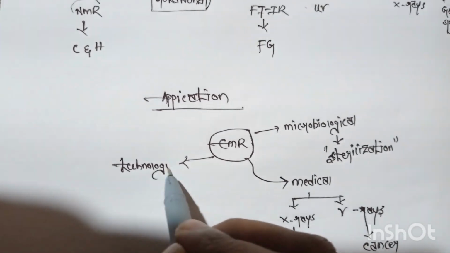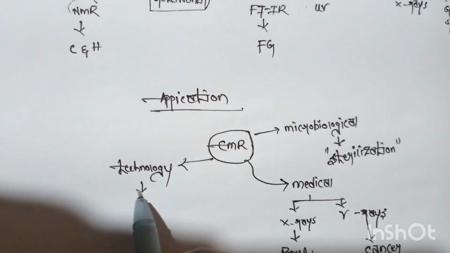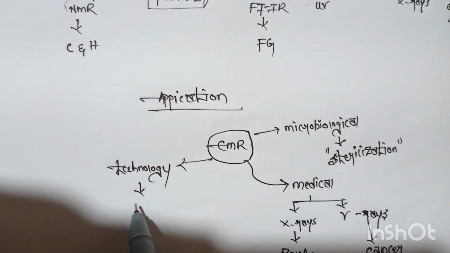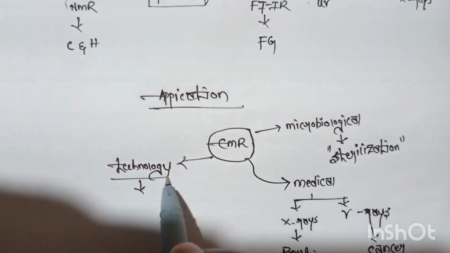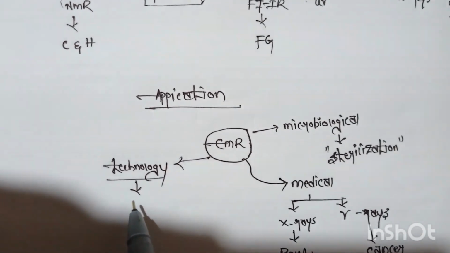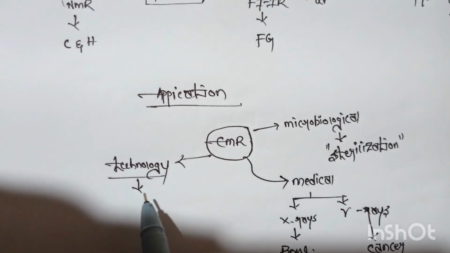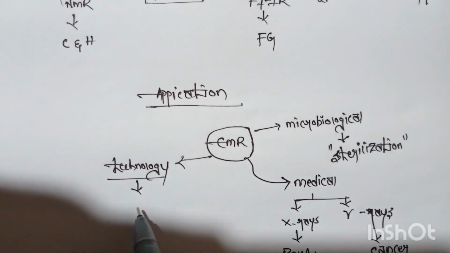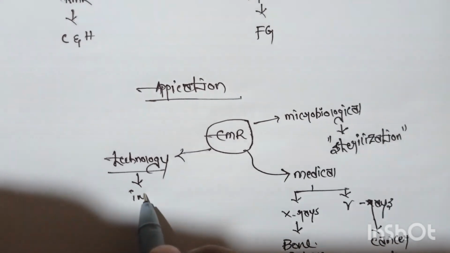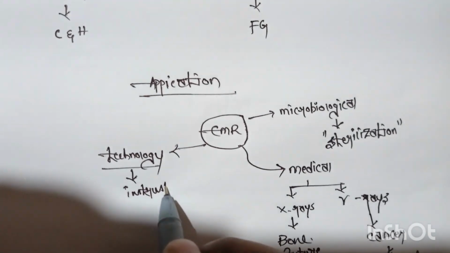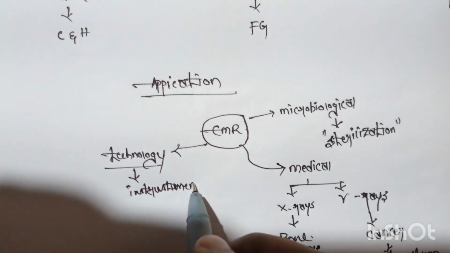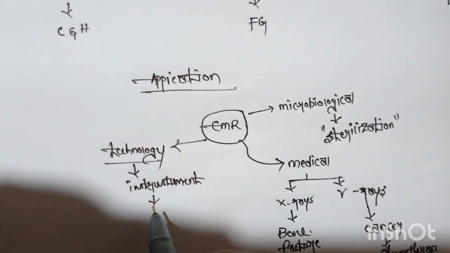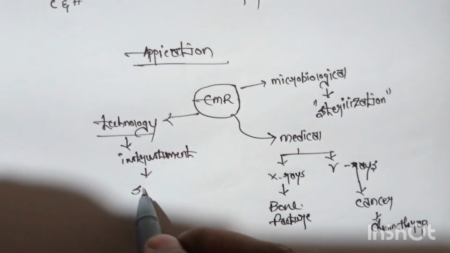And the third application is in technology. In technology, electromagnetic radiation is used in instruments, for example. Generally we are very well acquainted with the sonicator, right?